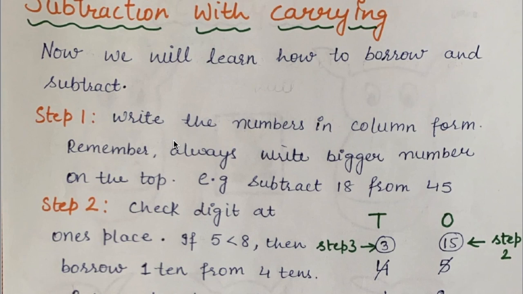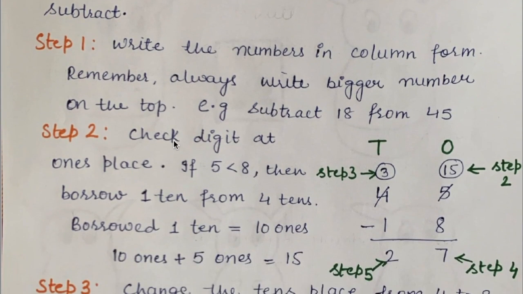We will follow the following steps. First step, write the numbers in column form. Remember, again I have written that tip, always write the bigger number on the top. And here we have taken an example of two numbers, like subtract 18 from 45.